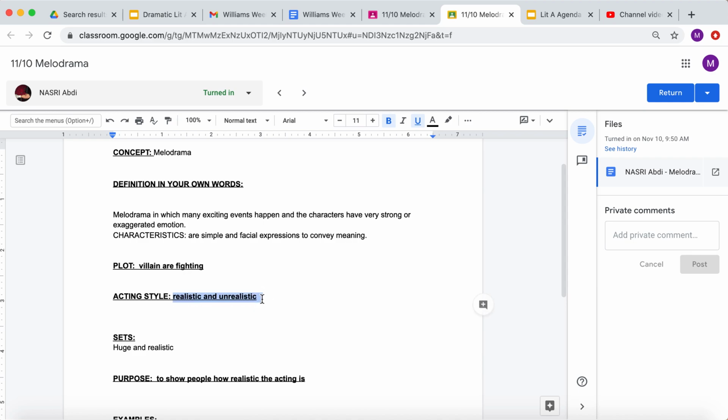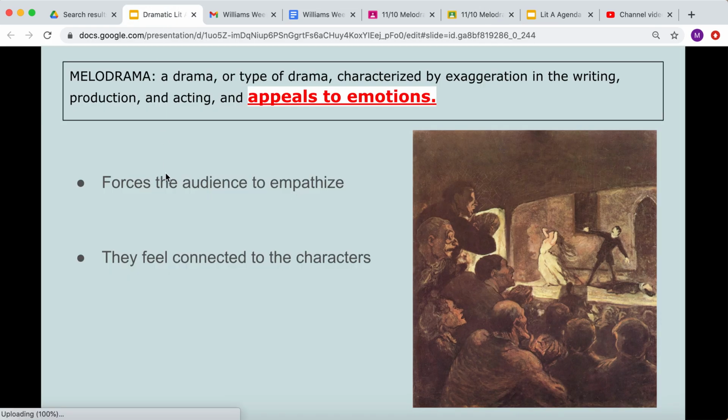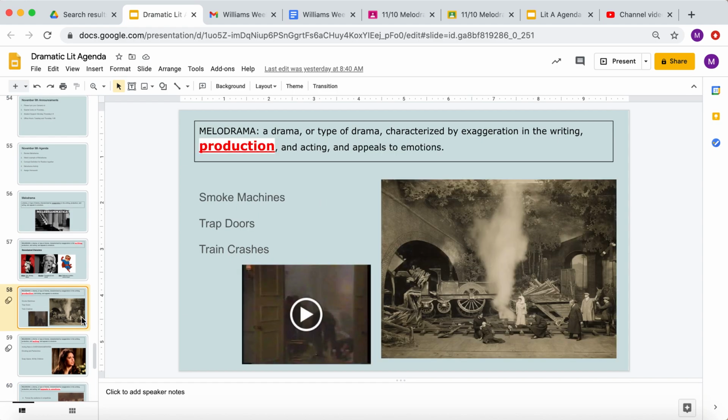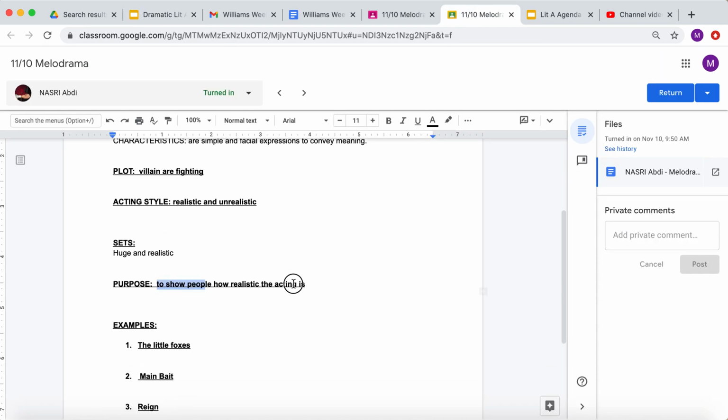Acting style can be realistic and unrealistic. As we saw in that last clip, what they were talking about was realistic, but the gasps and the waiting for the music to play isn't very realistic. These sets are huge and realistic. As we saw in this picture here, they had an actual train accident on the stage. The purpose is to show people how realistic the acting is. Yeah, people watch this to see realistic acting because they're entertained by it.